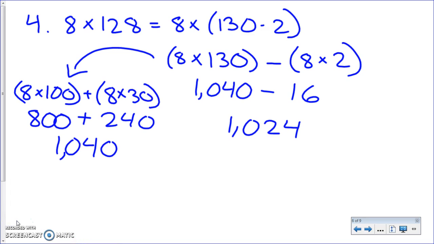Please make sure you have all the work copied down, including this example, and glue your page into your math notebook.